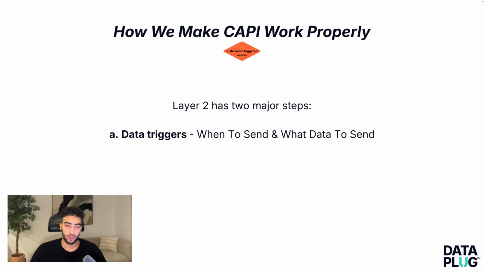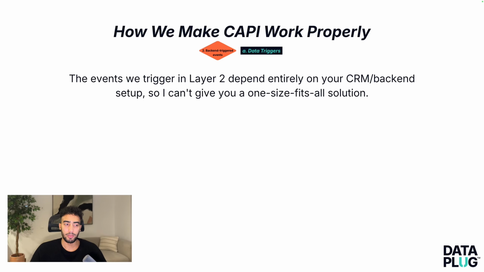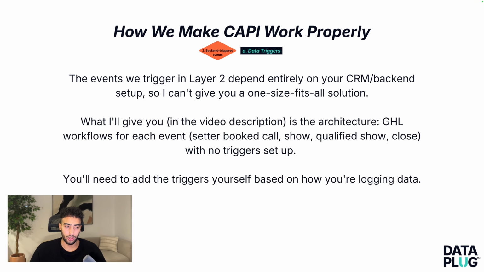So layer 2 has two major steps. First of all, data triggers: when to send, what data to send, and how we're triggering it. And then a delivery stage, which is how we send the data back to Meta, very similar to layer 1. For the data triggers step, this is how we're going to trigger the actual data. The events we trigger here in layer 2 really depend on your CRM or backend setup, so I can't give you a one size fits all solution.